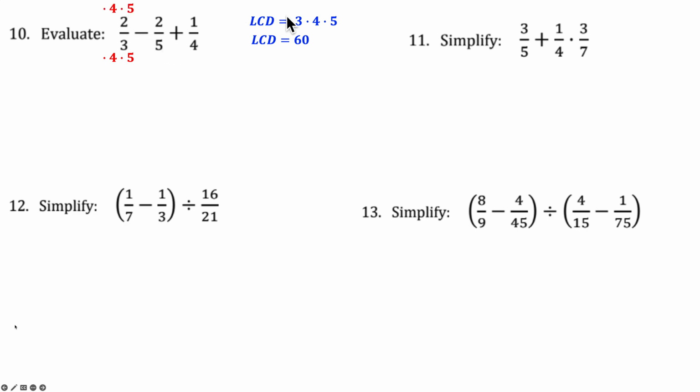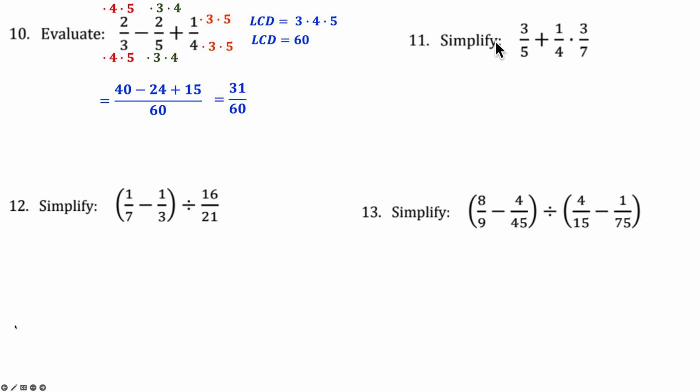I have the 5, I don't have the 3 and the 4. 3 times 4, 12. Put whichever one you want. I have the 4, but not the 3 times 5, which is 15. Again, pick which one you want. So 60 is my denominator, one big denominator. We have 20 times 2 is the 40, minus 12 times 2 is the 24, 15 times 1. So 40 minus 24 is 16, plus 15 is going to be 31 over 60.